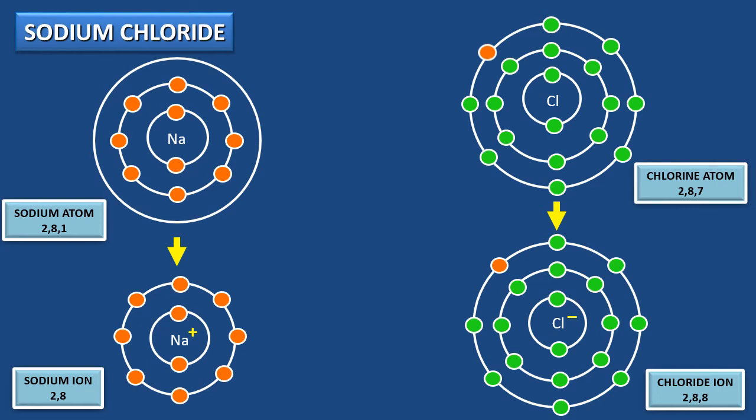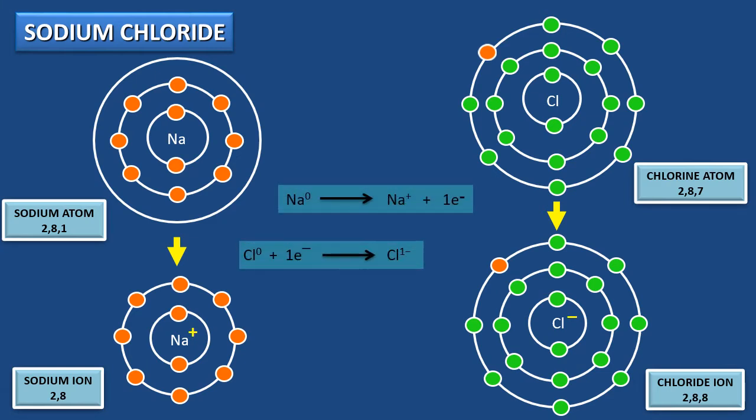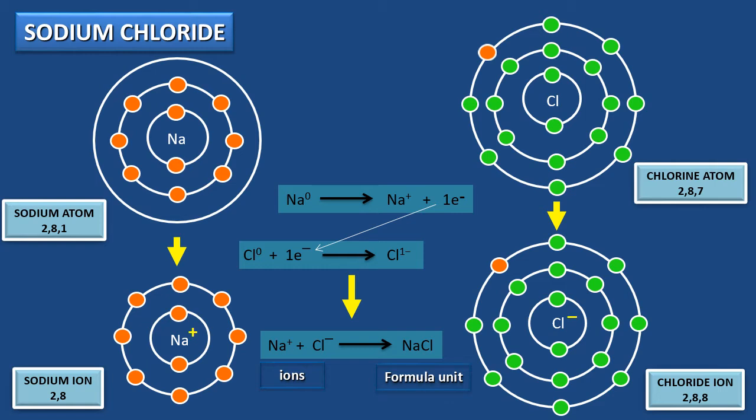The charge created on sodium atom, that is +1, is its valency, and the charge created on chlorine atom, that is -1, is its valency. This whole story is summarized by chemical equations. Sodium atom loses one electron, which is absorbed by chlorine atom. Then sodium ion and chloride ions attract each other by strong electrostatic force, and as a result, sodium chloride is formed, and NaCl is its formula unit.